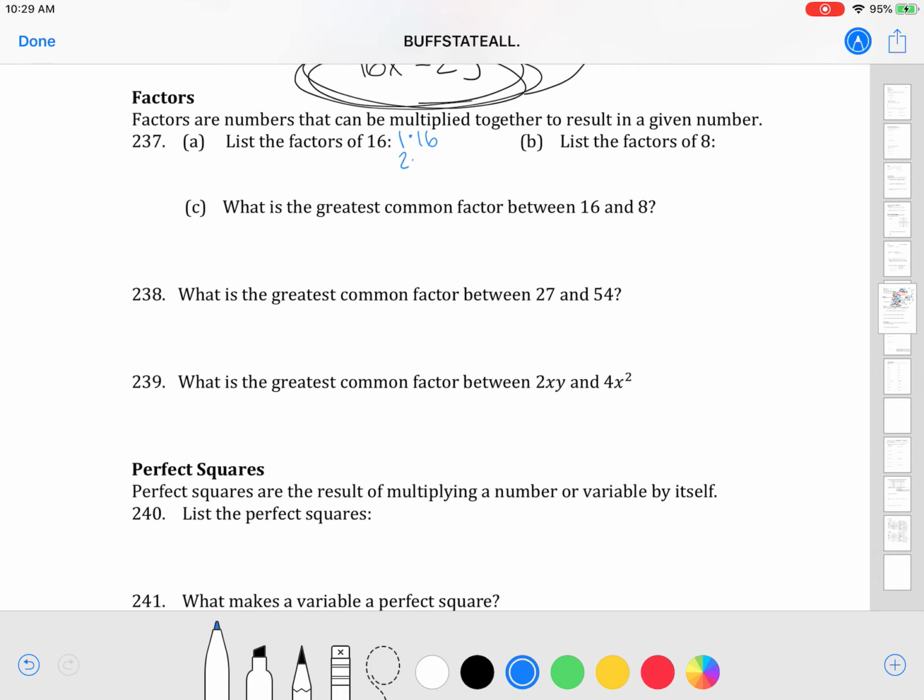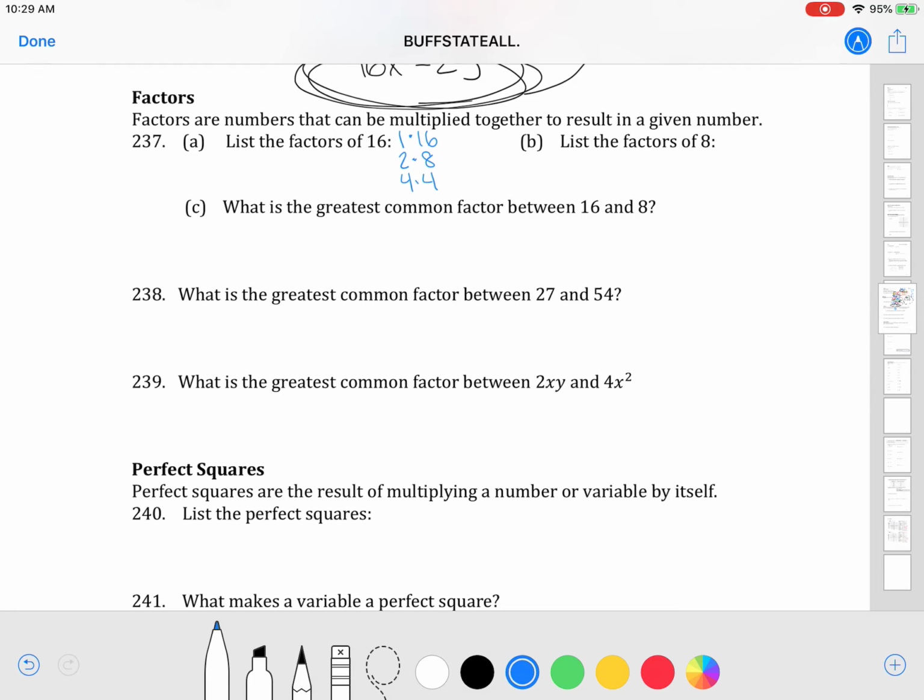I also have 2 and 8. 2 and 8 are factors of 16 because 2 times 8 is 16. My last set of factors for 16 is 4 times 4. So 4 is a factor of 16.